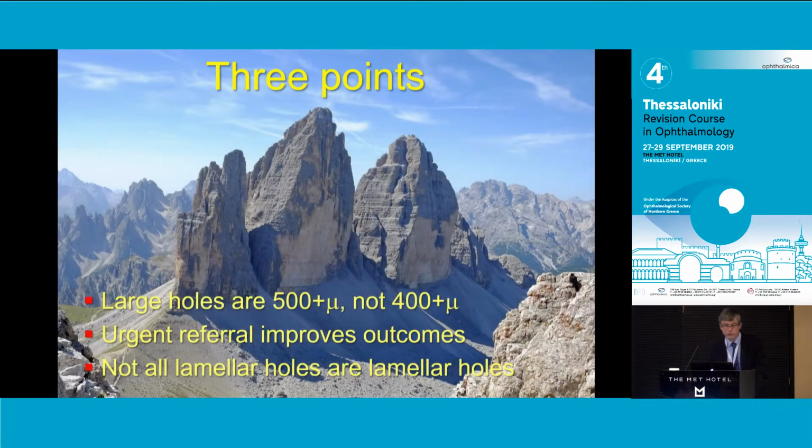I'd just like to leave you with 3 points. Firstly, remember that large macular holes are 500 microns or greater, not 400 microns or greater. Secondly, that urgent referral and urgent treatment does improve the outcomes. And finally, remember that not all lamellar holes are genuinely lamellar holes. The lamellar hole should be reserved for the true degenerative type lamellar hole.